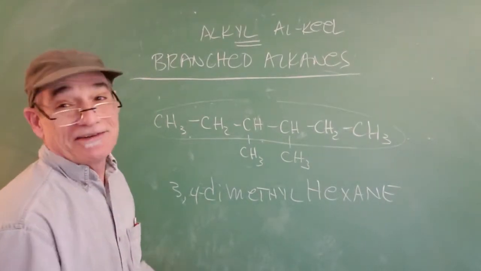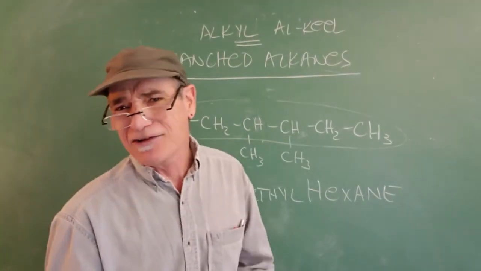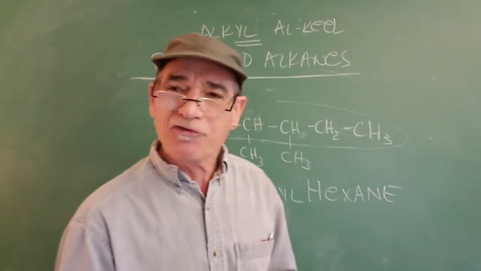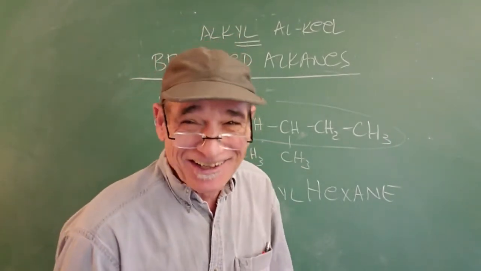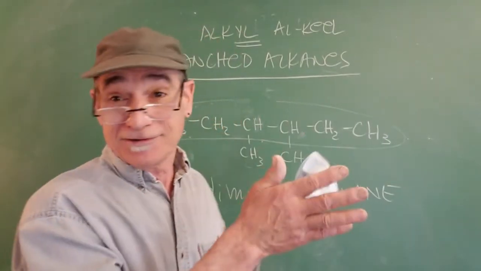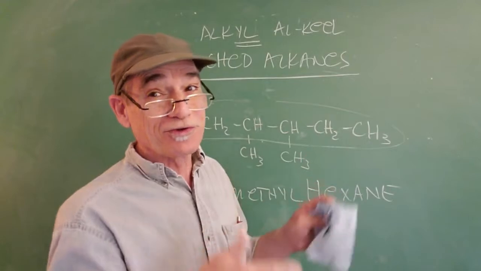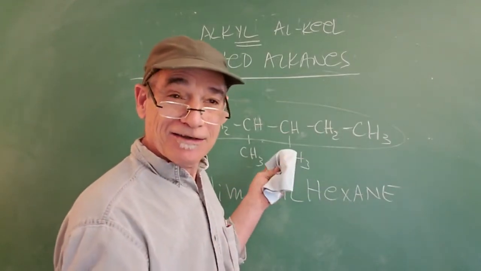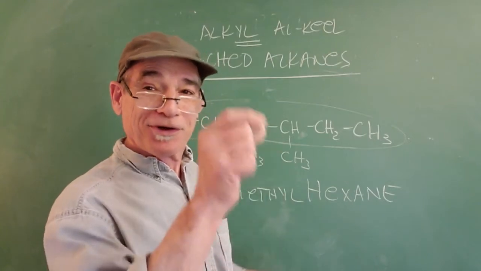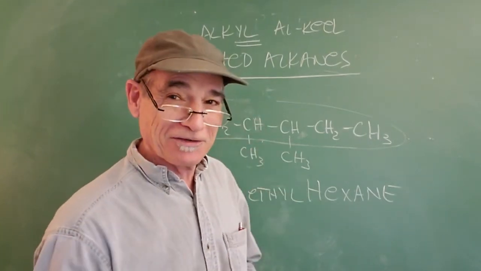All right, well, then it gets even more interesting. What if there are different kinds of branches, like methyl groups and ethyl groups? Well, then we alphabetize them. So the ethyls always come before the methyls. Each branch gets its own number, so you can see that the names could get quite elaborate if you've got a pretty good sized hydrocarbon and a lot of little branches on it.